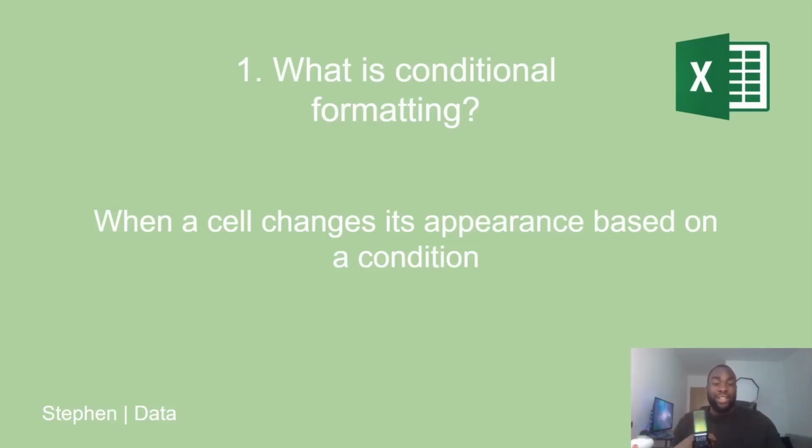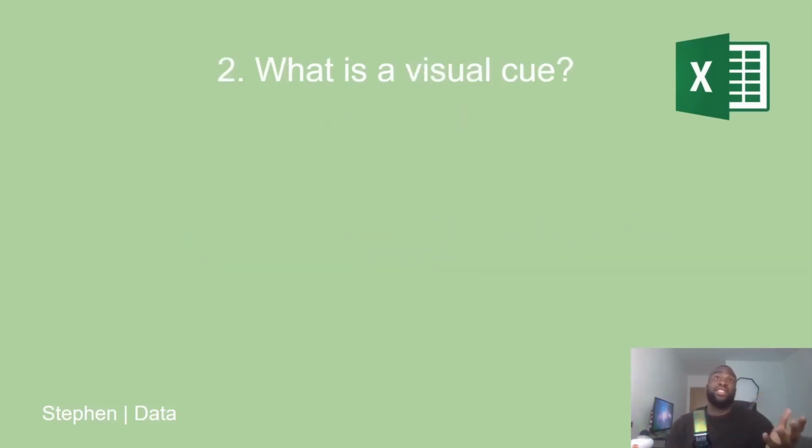it is. And the interesting part is you don't even need to do it yourself. Just give Excel the conditions it should format the cells by and it'll do it for you. So conditional formatting is all about using visual cues correctly. And that actually leads us to talking about what is a visual cue.